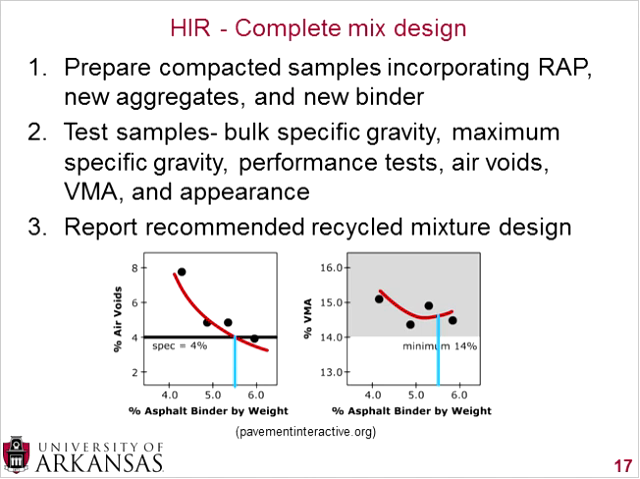Once you have gotten all your materials together, you have all the proportioning correct, then you can complete your mix design. And basically what you do is you prepare compacted samples in the lab, incorporating your RAP, your new aggregates, and your new binder. And this binder may be traditional asphalt cement, it may be asphalt emulsion, and you can also have some rejuvenating agent in there as well.